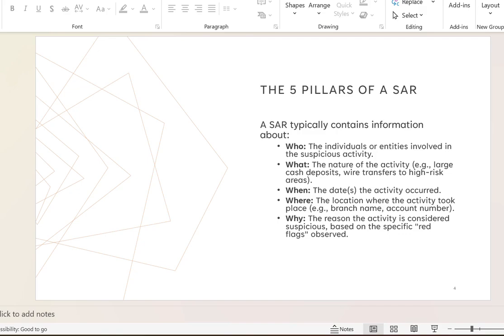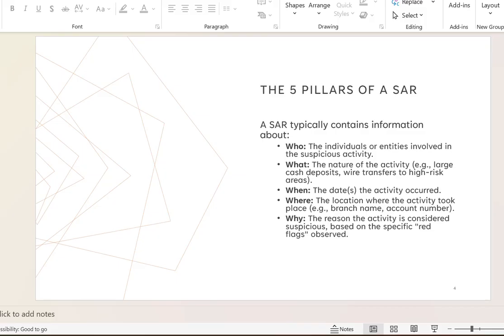And then the what. The nature of the activity: what are the rules that generated the alerts for the transactions, the customer monitoring process, or the word check. For example, large cash deposits and high risk wire transfers. These are the transactions done by that customer or entity. So we need to describe the nature of that activity in the report, and the when: when the transaction happened, in what amount, the date and timing, and the beneficiary, sender and receiver. All these details we will include.